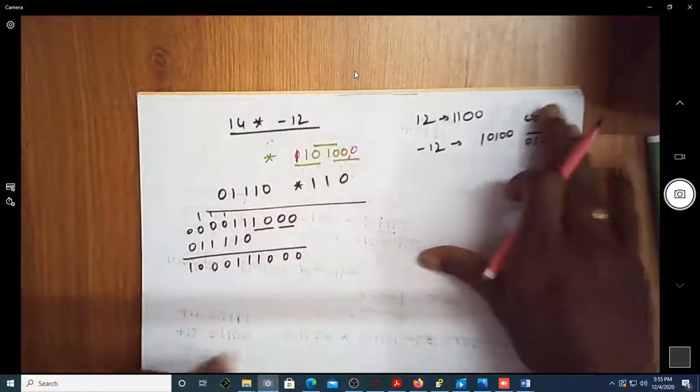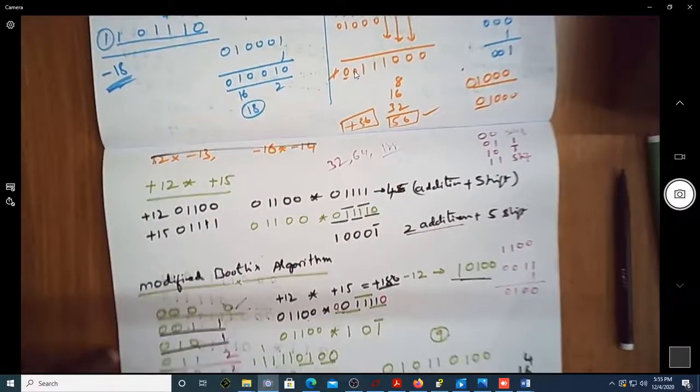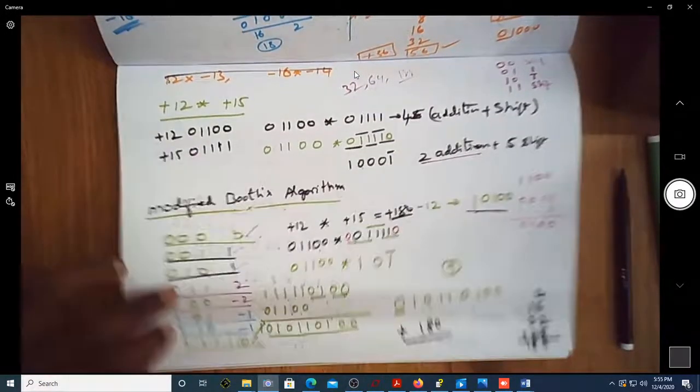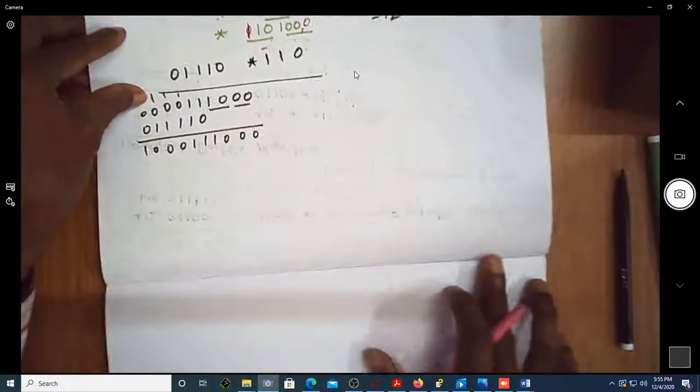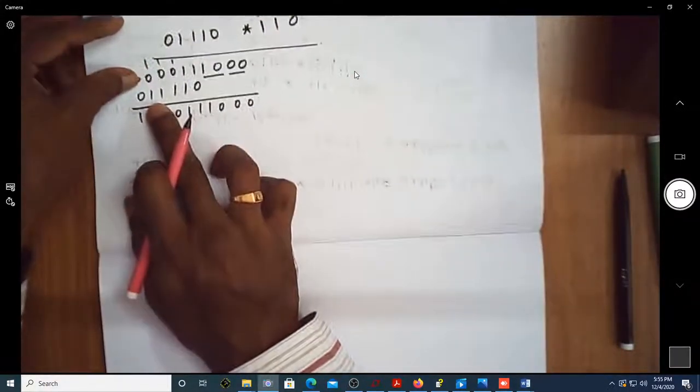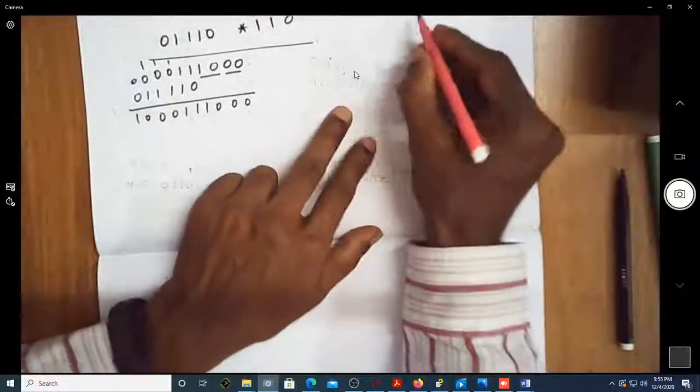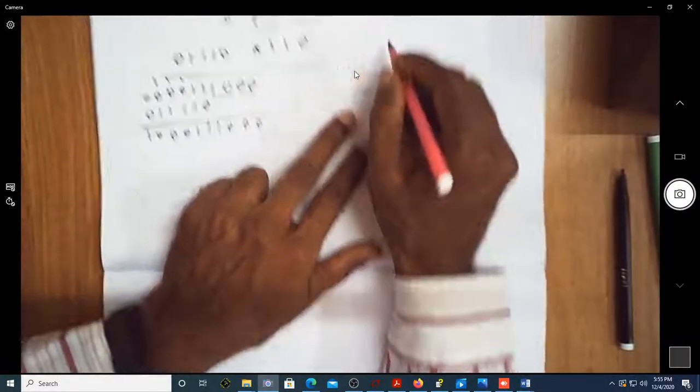So when it is 110, what is 110? 110 is actually minus 1. So if you can see here, 110 is minus 1. So here it's actually minus 1. That's why I'm ending up with some issues here. So what is this minus 1? So minus 1 is actually minus 14. I hope you got this.